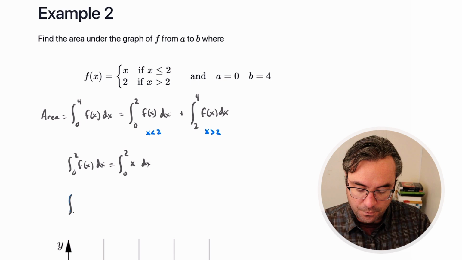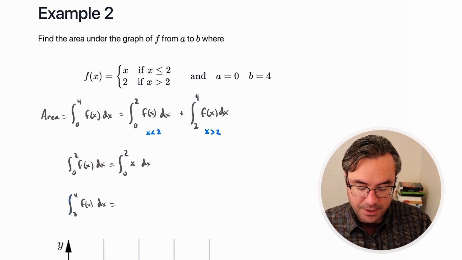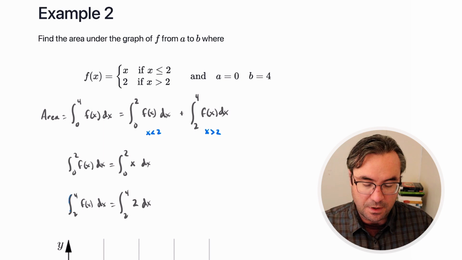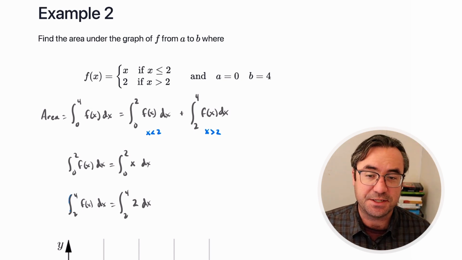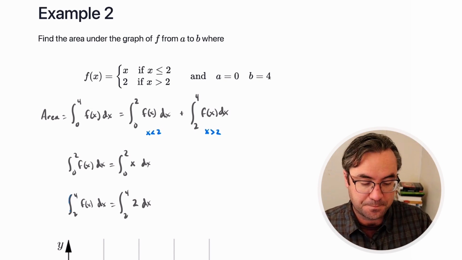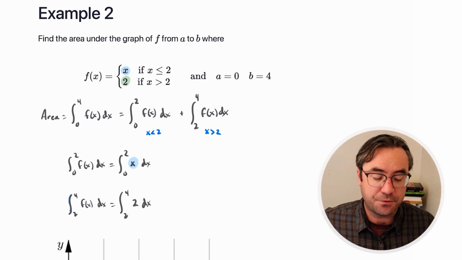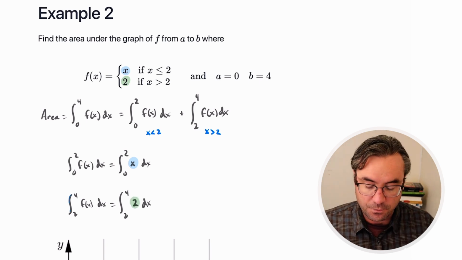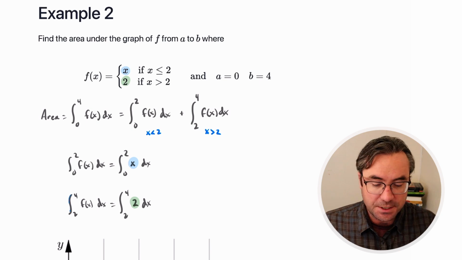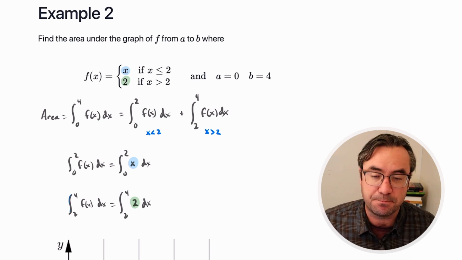So we're going from 2 to 4. We've got f of x. And now we know that for this interval, our function is the second piece. So for that integral where we're going from 0 to 2, we use the first piece. And when we're going from 2 to 4, we're using the second piece. All right, so now we just calculate each of these separately.